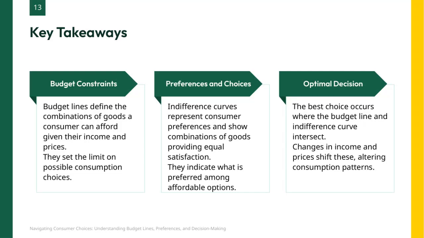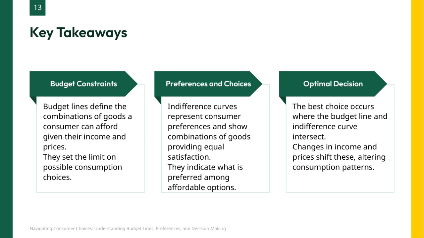Let's look at the key takeaways. First, budget constraints define the combinations of goods a consumer can afford based on their income and prices, setting the boundaries for their consumption choices. Next, indifference curves represent consumer preferences, illustrating combinations of goods that provide equal satisfaction and helping us understand what options are preferred within those budget limits.